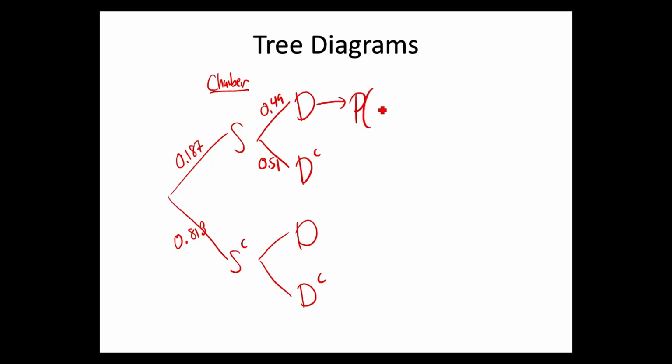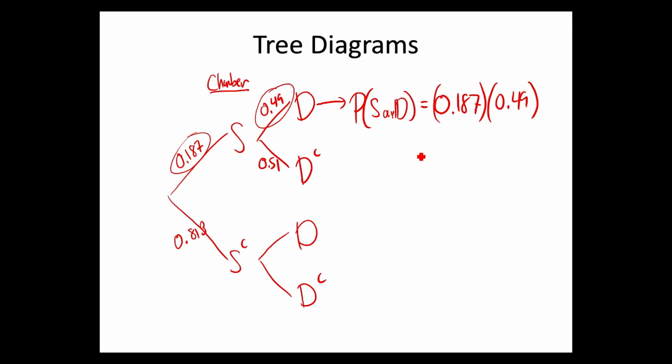And if you want to find the probability of a branch, you can just multiply across the probabilities of the branches that lead there. So I just multiply this times this, and we get exactly what we got before. Okay?